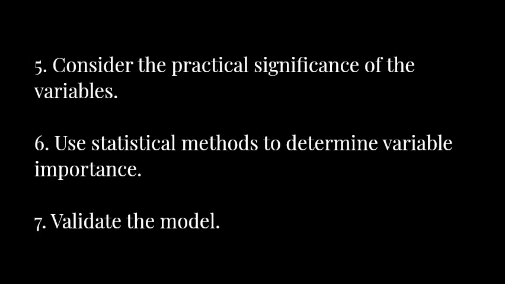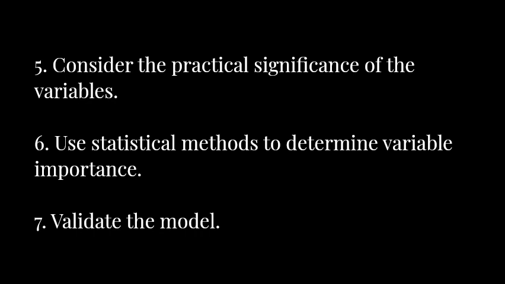5. Consider the practical significance of the variables. Even if a variable has a high correlation coefficient, it may not be a practical predictor if it is difficult to measure or if it is not related to the problem you are trying to solve. 6. Use statistical methods to determine variable importance. There are various statistical methods for selecting variables in a linear regression model, including stepwise regression, forward selection, and backward elimination. These methods can help you determine which variables are the most important for predicting the dependent variable.